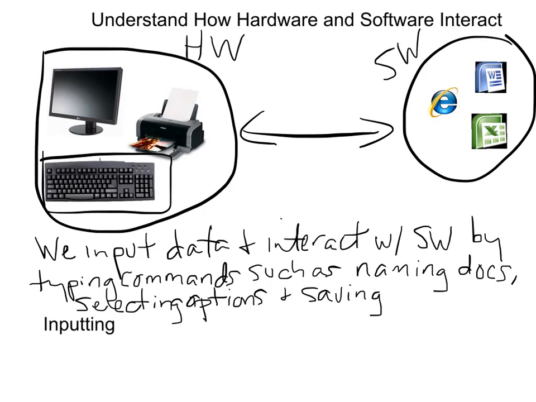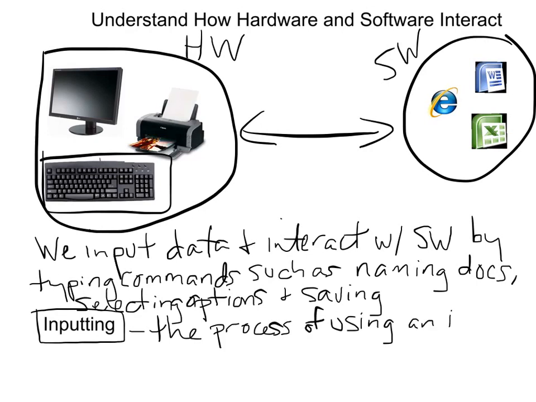So what input device do we use to select objects? Mouse, right? Another piece of hardware. All right. So inputting, put a box around that. We use those hardware items to input the data. So inputting, the definition is the process of using an input device to enter data. Okay? Give you a second to write that down.